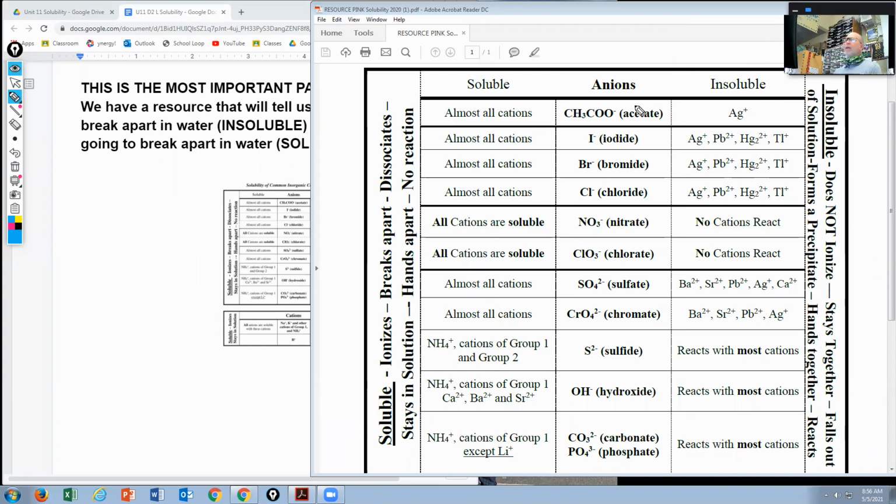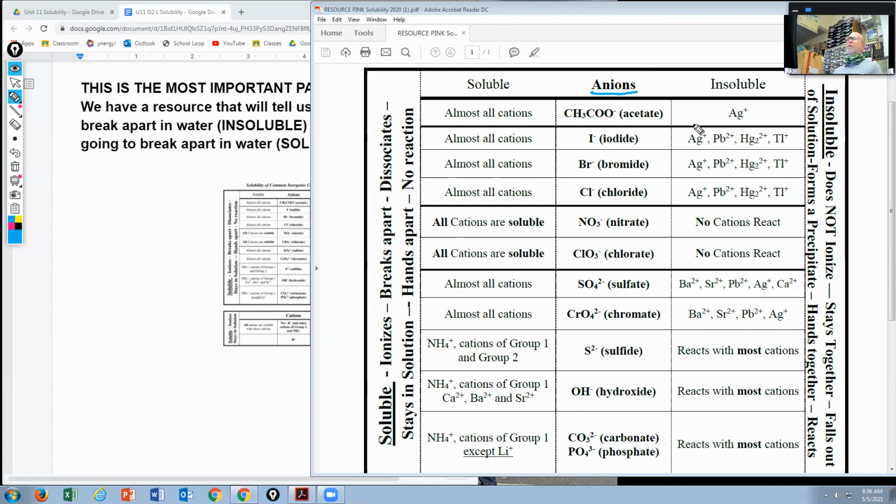So these are anions. Anions are negative. Notice that every one of those is negative: negative 1, negative 1, negative 1, negative 1, negative 1, negative 2, negative 2, negative 2, negative 1, negative 2, negative 3, right? So all of those things are negatively charged. That's what an anion is.